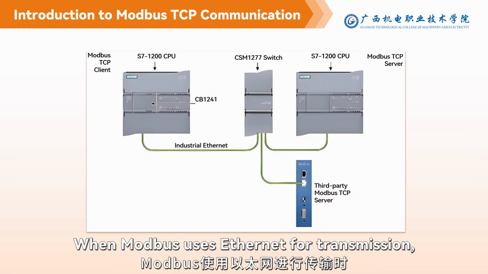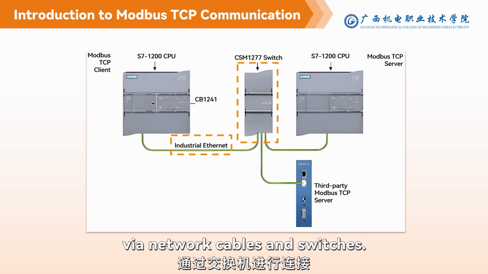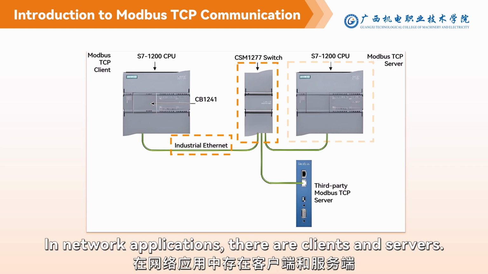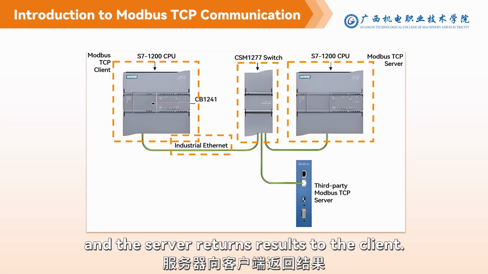When Modbus use Ethernet for transmission, devices are interconnected via network cables and switches. In network applications, there are clients and servers. The client sends requests to server, and the server returns results to the client.